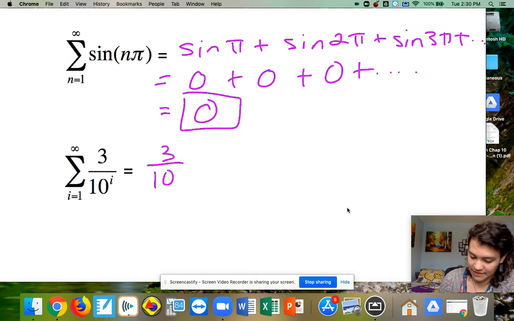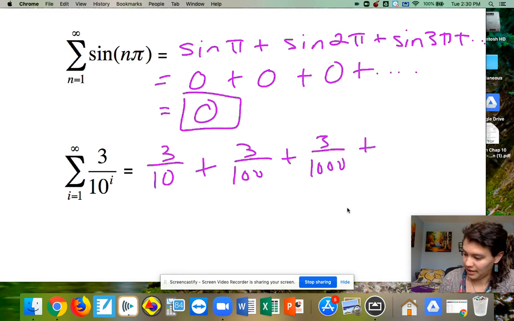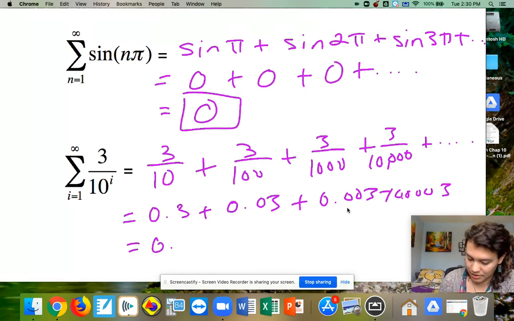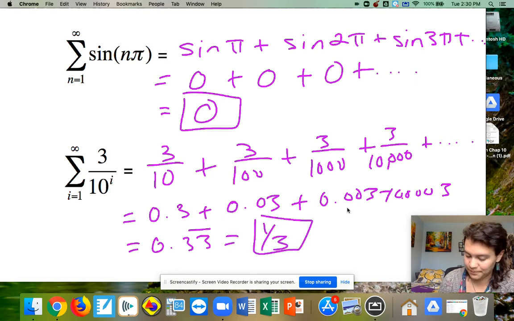So this next one, let's do a similar idea. We'll get 3 over 10, and then 3 over 100, and then 3 over 1,000, and then 3 over 10,000, etc., etc. So I'm going to rewrite these as decimals so you can see this. We'll get 0.3 for this one, 0.03, 0.003, 0.0003. So if you add this all up, you're going to end up with 0.33 repeated, which is the same as a third.